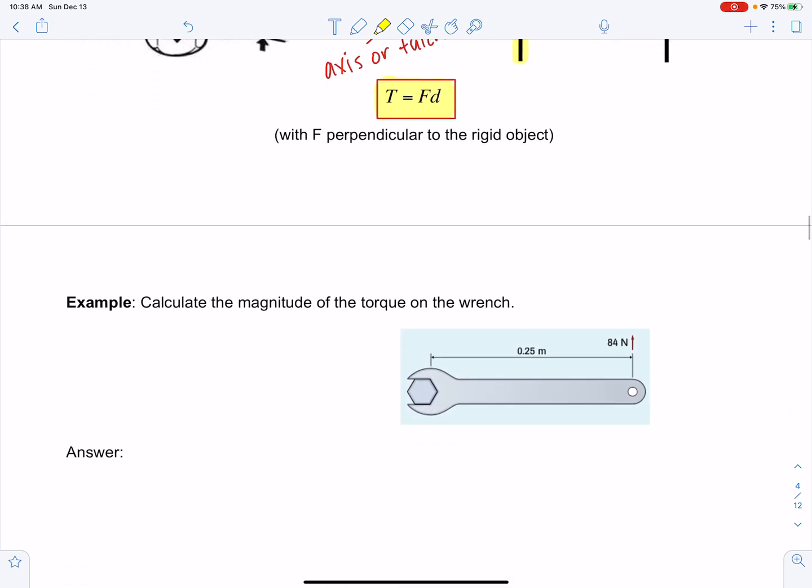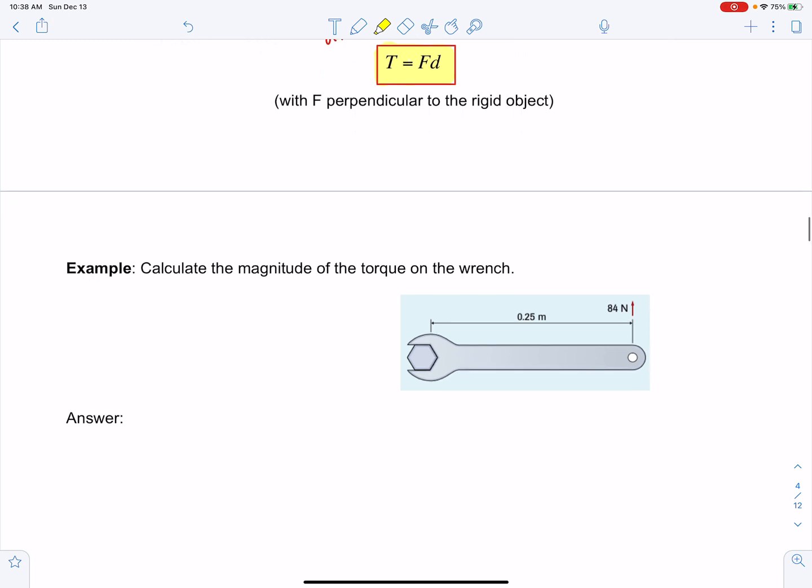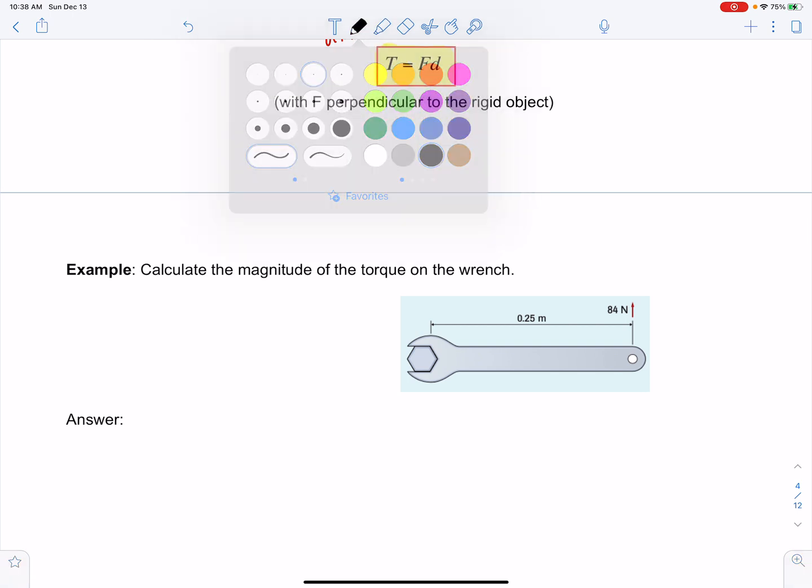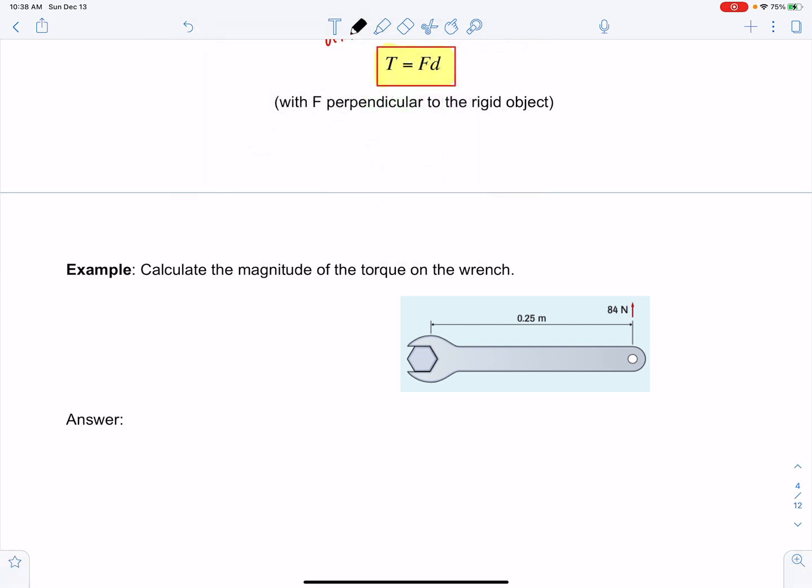Let's try an example to help us with our understanding. Calculate the magnitude of torque on the wrench. Let's see what's given in this question. We're given a force of 84 newtons and the distance between the force and the axis is 0.25 meters.